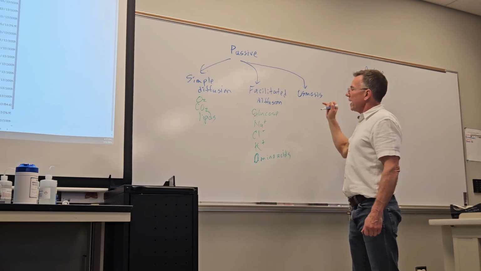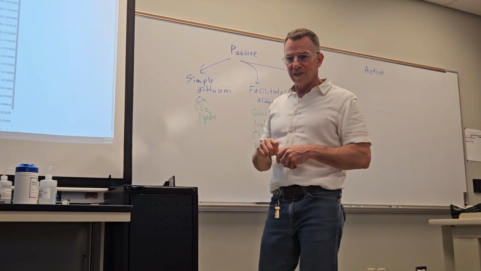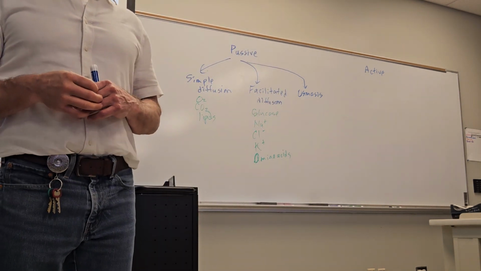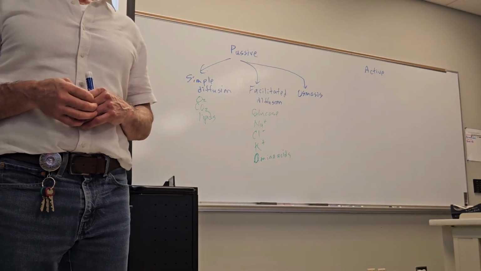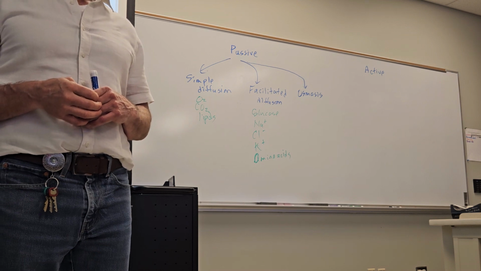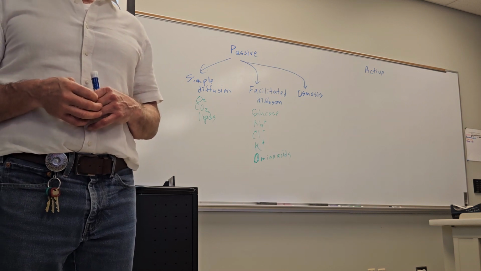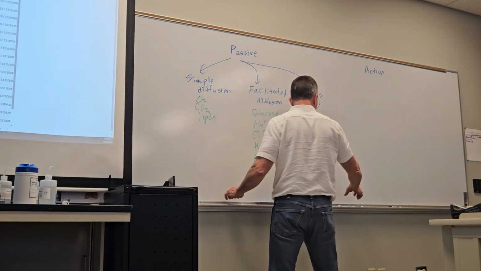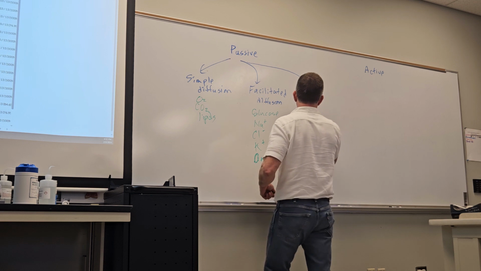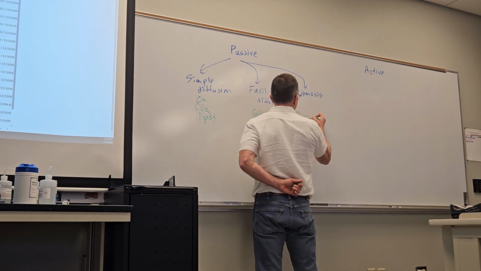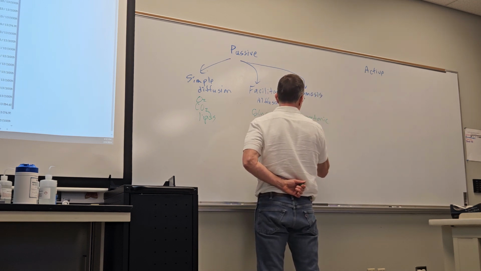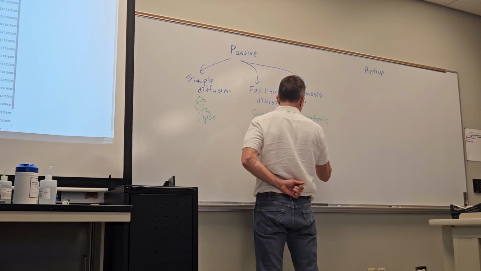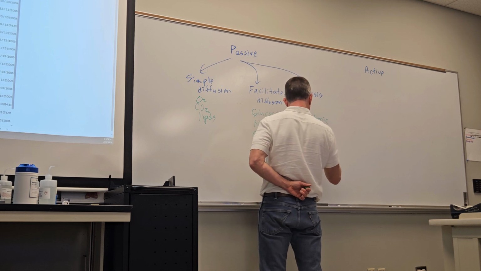Osmosis brought us to the topic of tonicity. So tonicity is basically talking about movement of water into or out of a cell, and it can change the shape of the cell. So we had three different types of solutions that we discussed. What were they? Hypertonic, isotonic, and hypotonic.